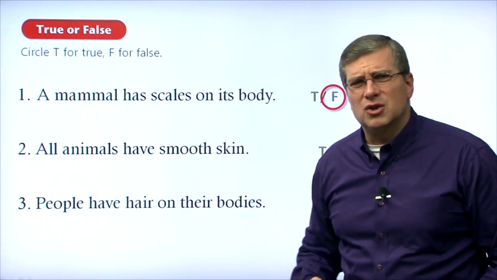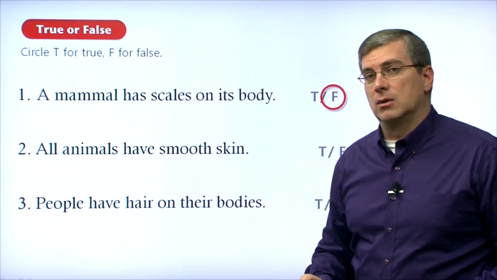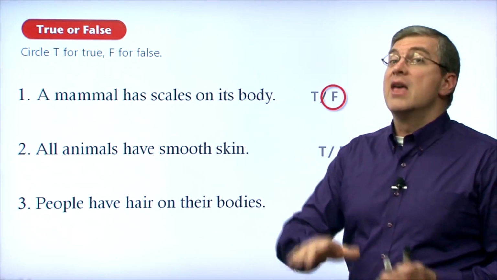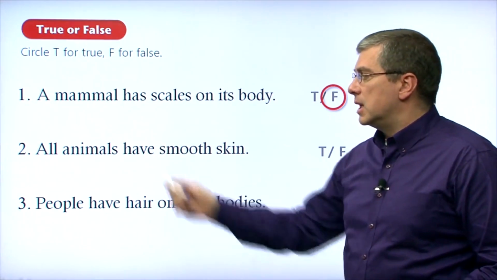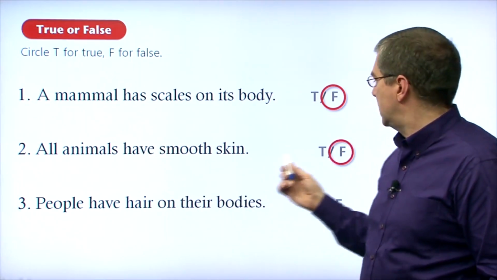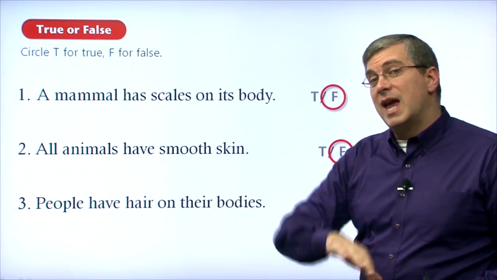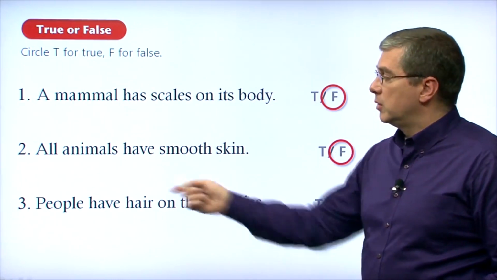But we saw a picture before in this lesson, didn't we? We saw a picture of an alligator or a crocodile, and that animal did not have smooth skin. That animal had rough skin, right? So this isn't true. Not all animals have smooth skin. This is also false, right? It's not true. Some animals have rough skin, not smooth. Okay, let's move on to number three.